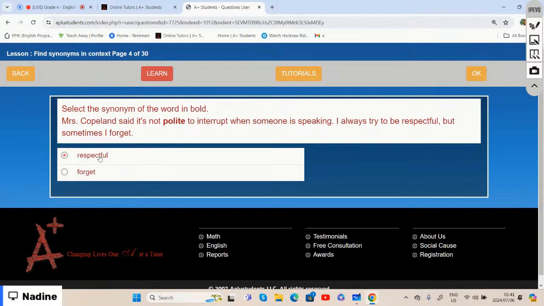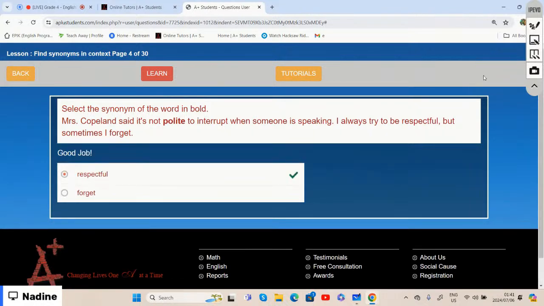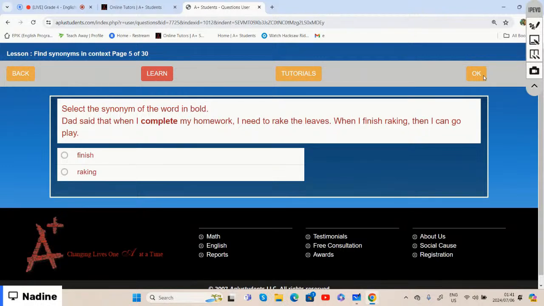We would say it is respectful, right? So respectful is the same as polite. Being respectful, you're being nice, you're well mannered. That is what we mean by being polite.